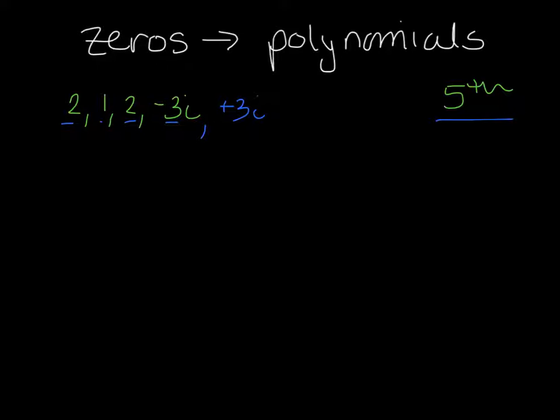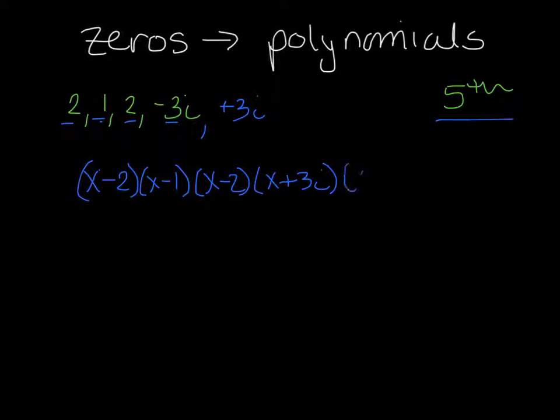So we need to say, okay, what does it mean for 2 to be a 0? It means that x minus 2 is a factor. And if we have a 1 here, that means x minus 1 is a factor. And that 2 means x minus 2 is a factor. Yes, I have it twice. You need to have it twice if it's listed here twice. Then I have x plus 3i, and I have x minus 3i. And now it's our job to multiply it out, see what we get.